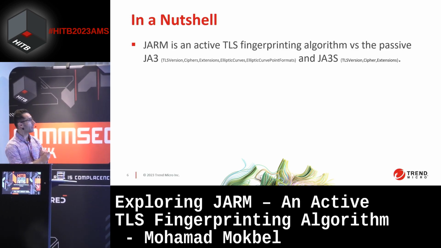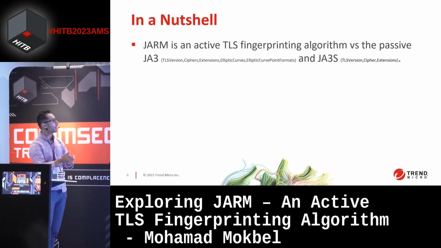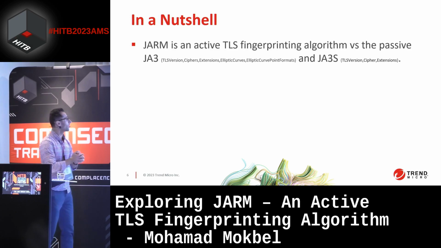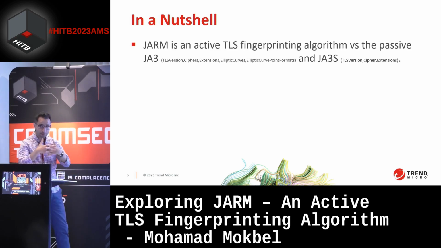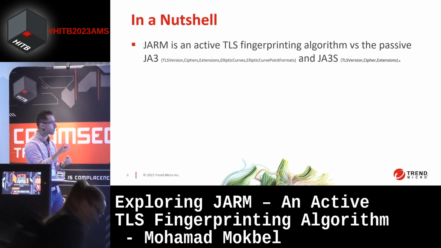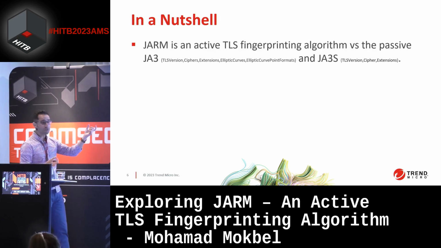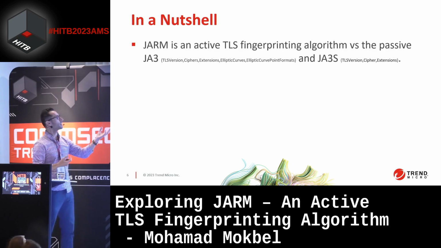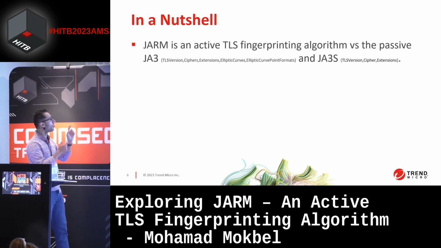So GA3 is a passive fingerprinting algorithm, and it works by passively parsing the TLS version from the client hello message, the list of ciphers, not the string representation, the word value representation for each of the ciphers, and the extensions, meaning the extension type, which is also of word value. And then the elliptic curves extension and the elliptic curve point formats. Okay. And then the way it works is you get the word values for each of those attributes, and then you convert them to decimal.